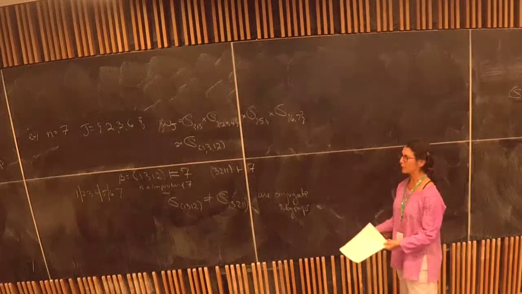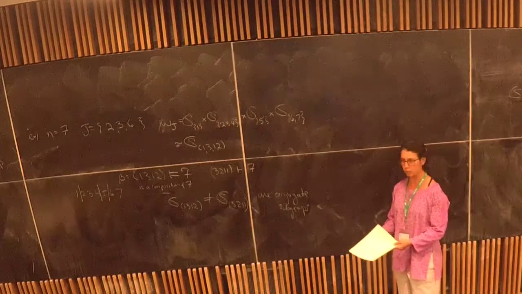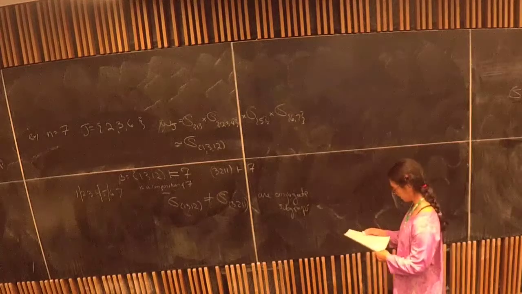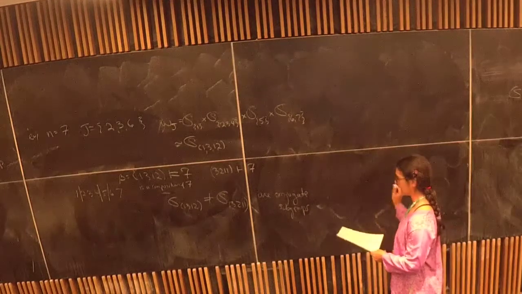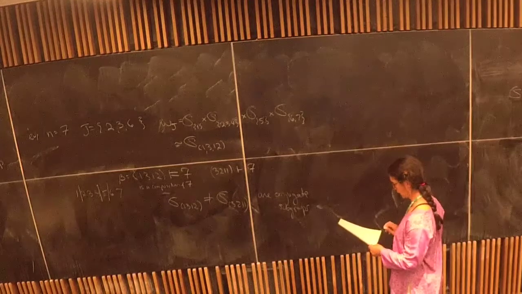Combinatorics might say a weak composition even allows zeros in there. Please ask when I don't define the notation.